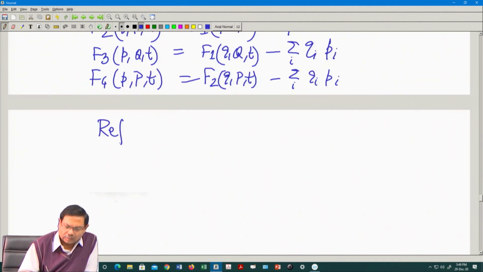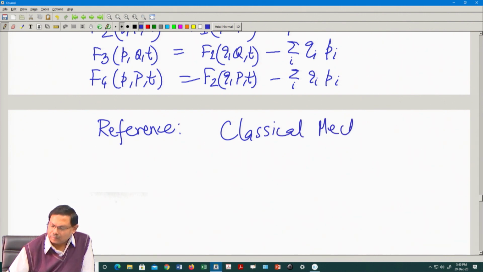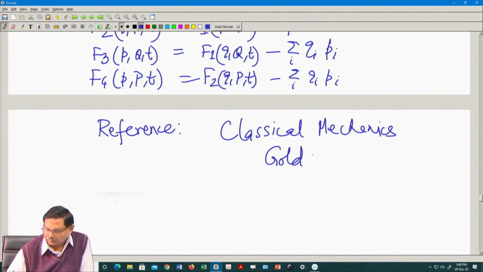So, the reference I have given initially, but again, Classical Mechanics, Goldstein. Okay.